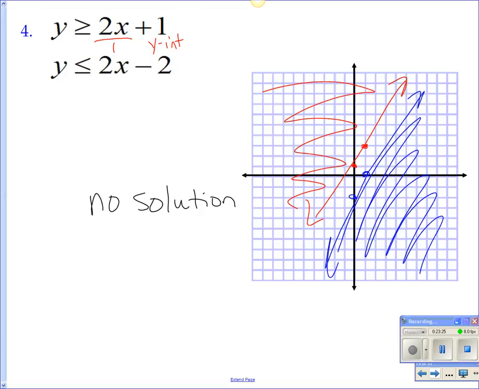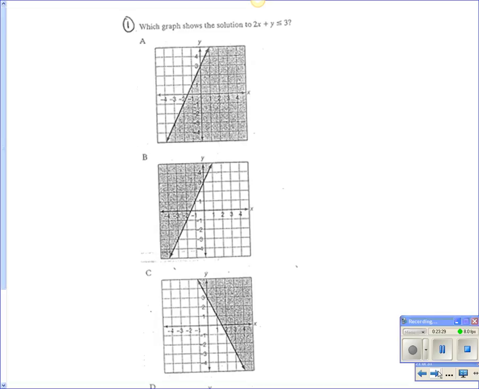Anybody need more time to write? Okay. All right, we can skip that. All right, which graph shows the solution to 2x plus y is less than or equal to 3? Kinley, what do I need to do first on that? By doing what? Yep, subtract your 2x, okay? And then you're done on that one.